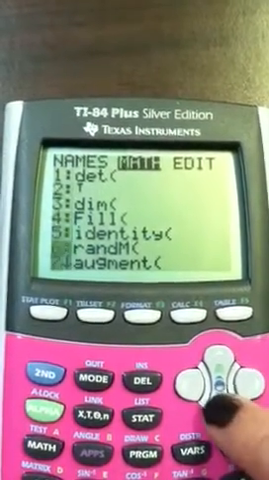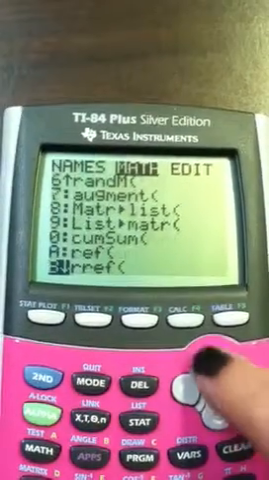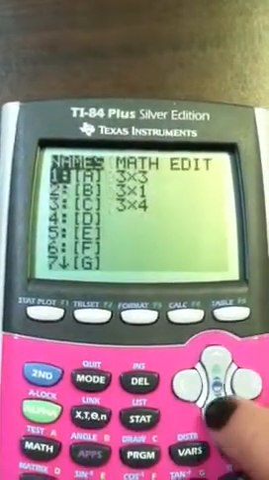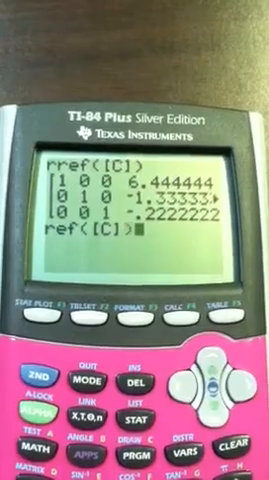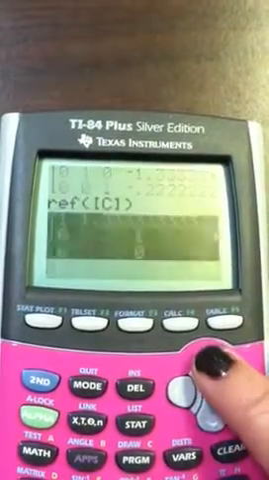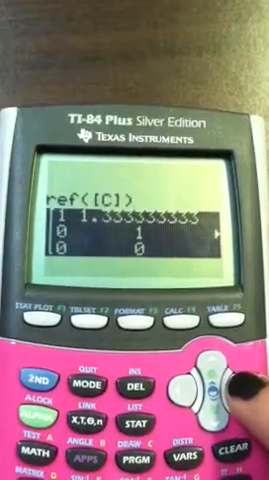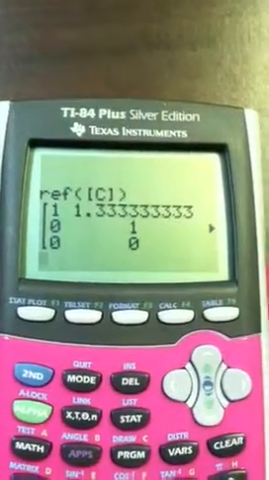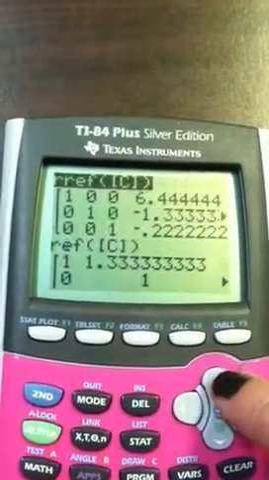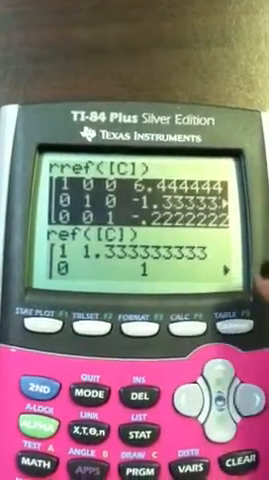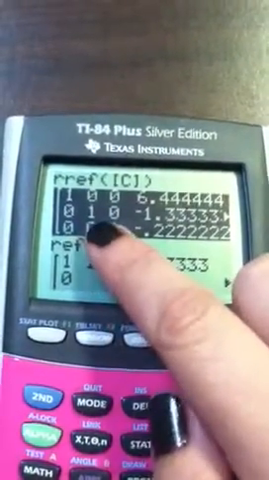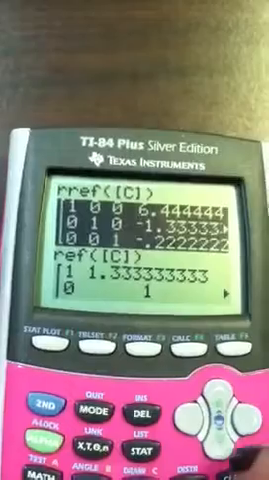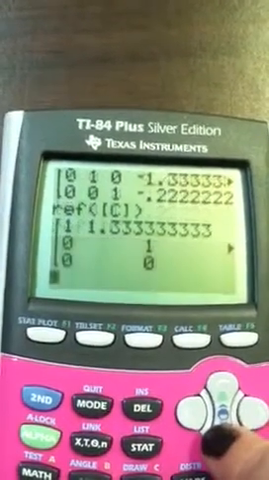I'm going to go down to the row echelon form for matrix C. So I go back to matrix, I'm naming matrix C, and notice that the values are basically not in your reduced form as you have here. Okay, so what this is telling me is that x equals 6.44, y equals negative 1 1/3, z equals negative 0.22, etc. So this is another way to solve for 3 variables, okay?